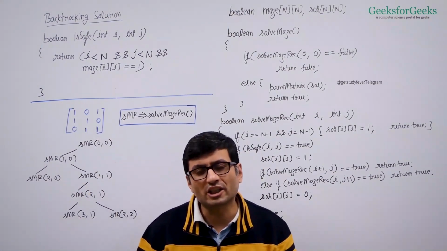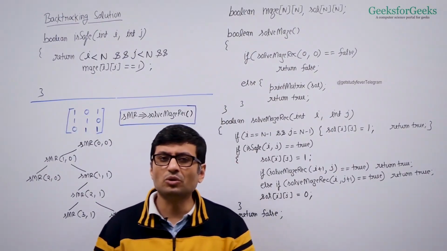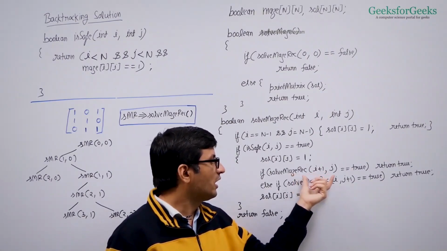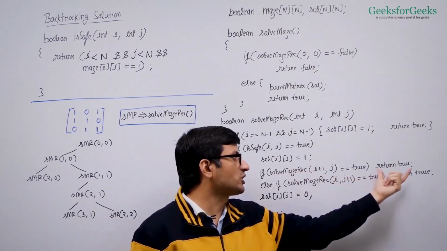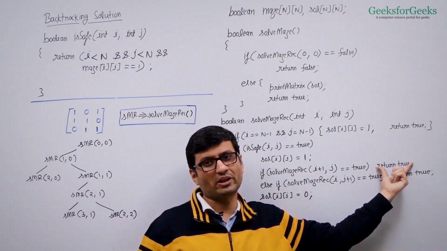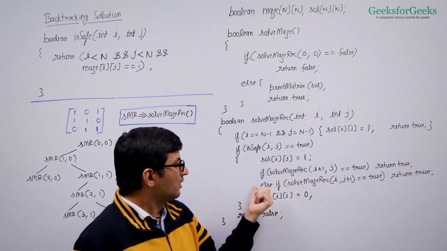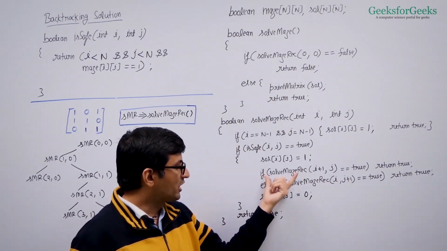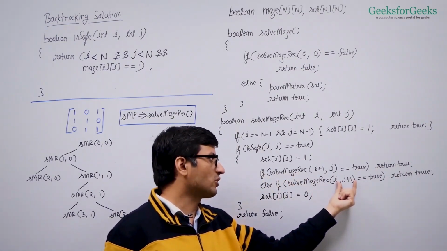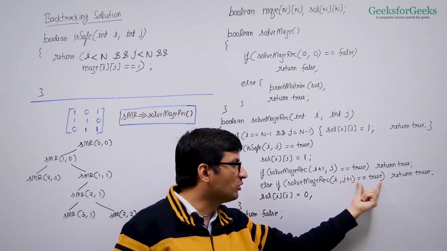After marking this cell as part of the solution, we go to the cell just below it and recursively call for that particular cell. And if that recursive call leads to a solution, we return true. As soon as we find a path, we return true in backtracking. If this does not lead to a solution, then we try the right side cell by doing j plus 1, incrementing the column number.